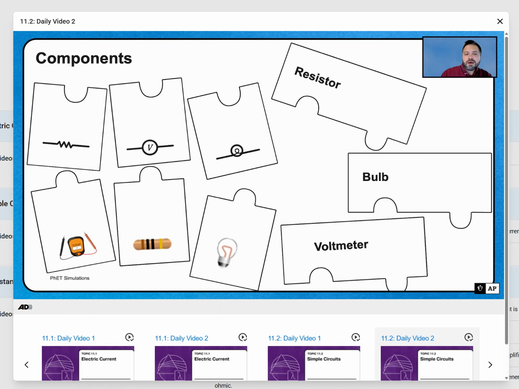So again, you're going to match the symbols to their physical counterparts. Have a resistor, a bulb, and a voltmeter. And if you need to pause the video to think it over, go ahead. I'm going to reveal the answer in 3, 2, 1.